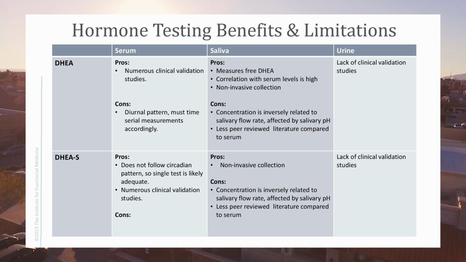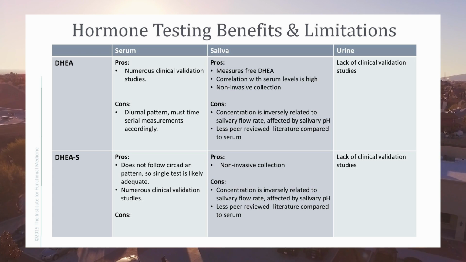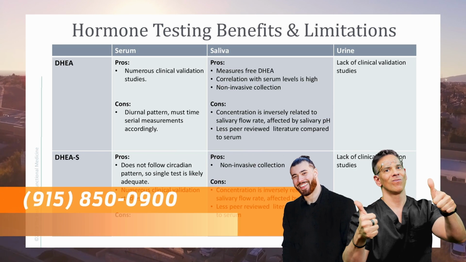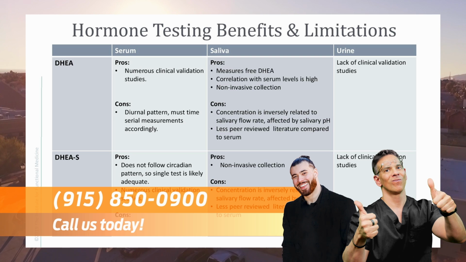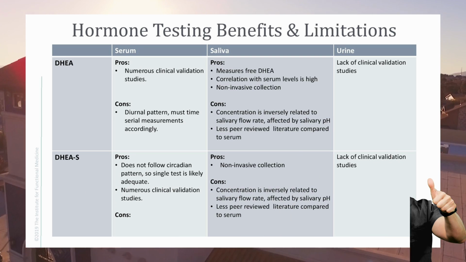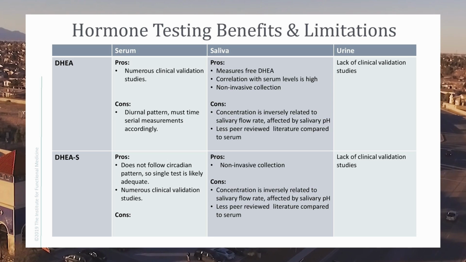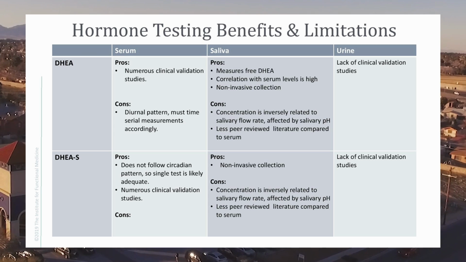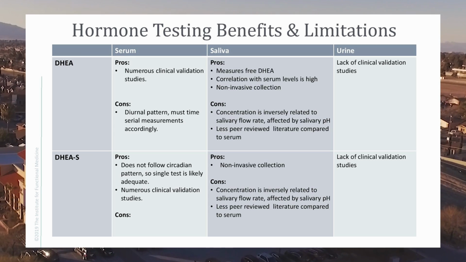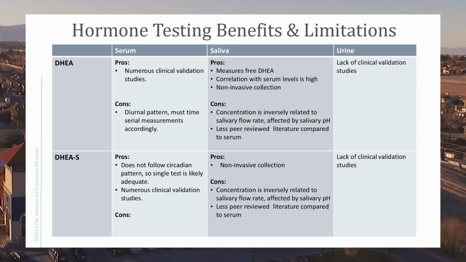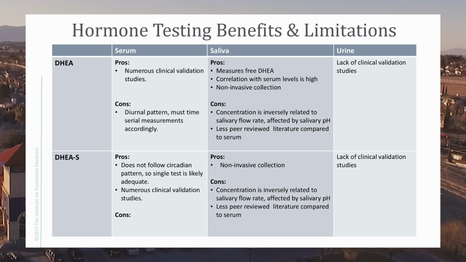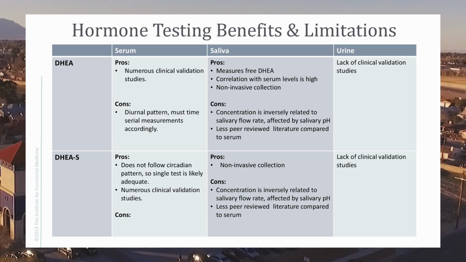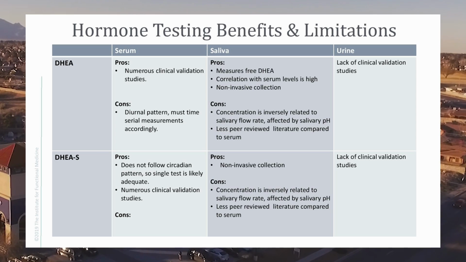DHEA sulfate, same basic problem in the saliva. It's related to the salivary flow rate and the salivary pH. So that becomes a problem. So keep that in mind if you're looking at salivary levels. In urine, whether this is a 24-hour urine or a spot urine, there's basically no clinical validation studies about looking at either DHEA or DHEA sulfate in the urine. So keep that in mind if you're doing urine testing and they're giving you a whole panel and it includes DHEA or DHEA sulfate. Don't really know what those results mean.